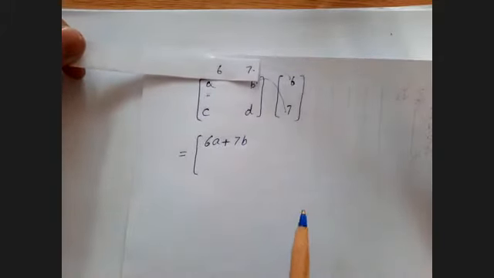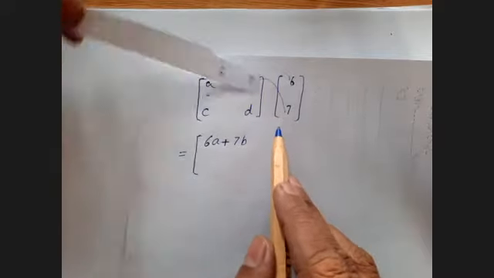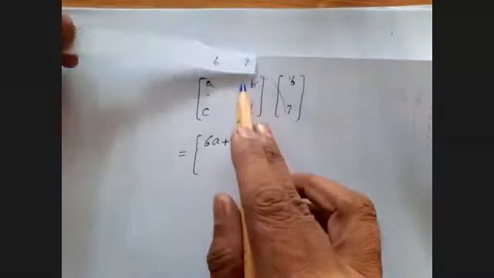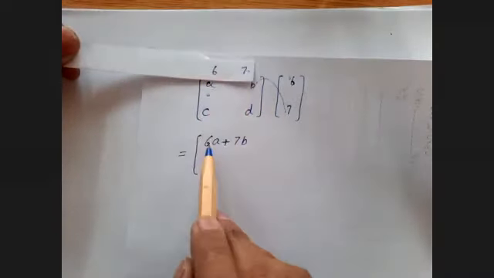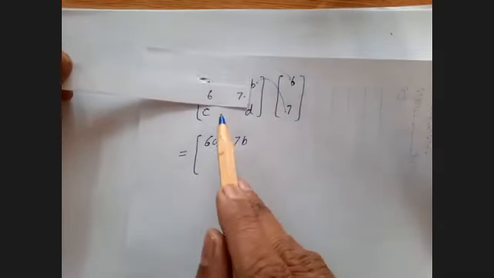That's why I'm telling you that the columns of the first must be equal to the rows of the second, because there are 2 rows here and 2 columns here. Now 6 multiplied by A, I have written this. 7 multiplied by B is this. Now the same goes here.